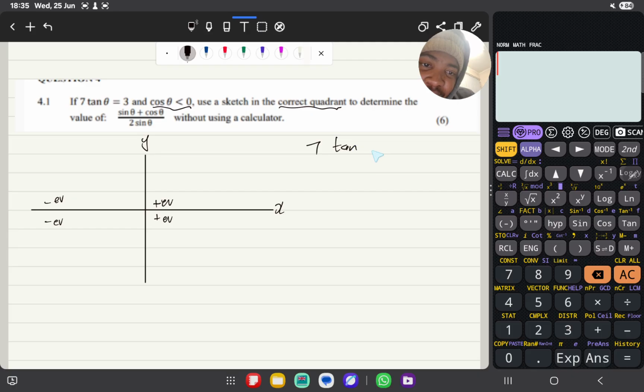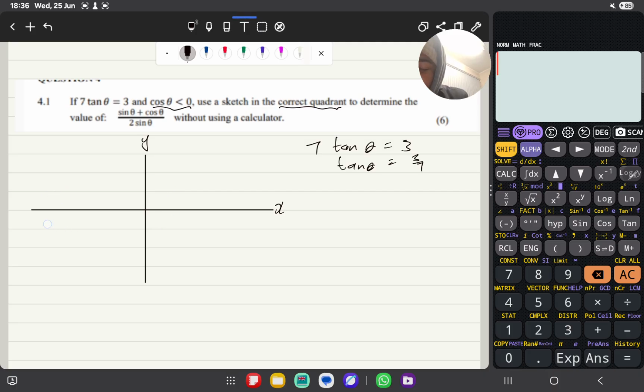Now let us focus on tan. We have 7 tan theta equals 3, implying that tan theta equals 3 over 7. You realize my tangent is positive. Where is tangent positive? First quadrant and third quadrant. So tan theta is positive and cos theta is negative. That quadrant is the third quadrant. So your angle is somewhere here on your third quadrant.